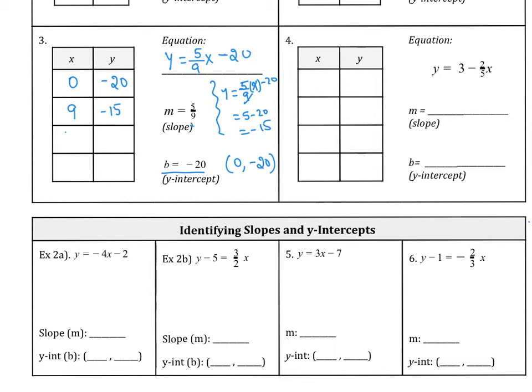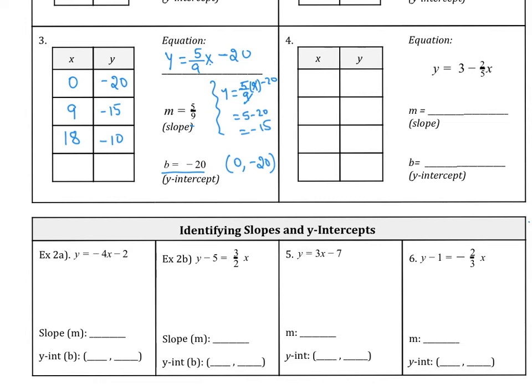Now I'm going to choose x value as 18. So you're going to plug in x value as 18. 18 divided by 9, so 18 here, you're going to divide it by 9. You're going to get 2 here. So 5 times 2 is 10. 10 minus 20 would be negative 10. So the next point is negative 10.